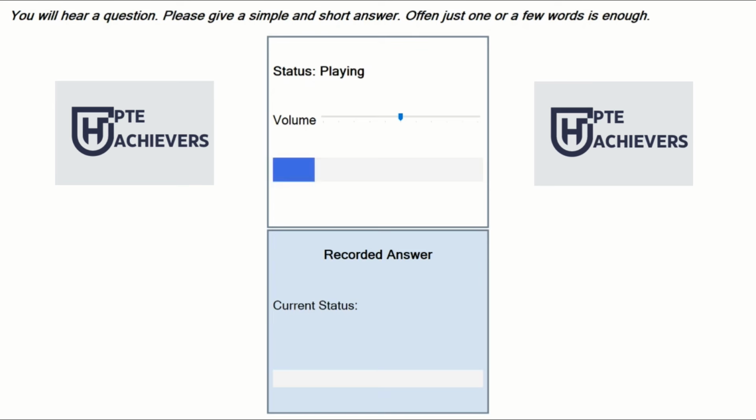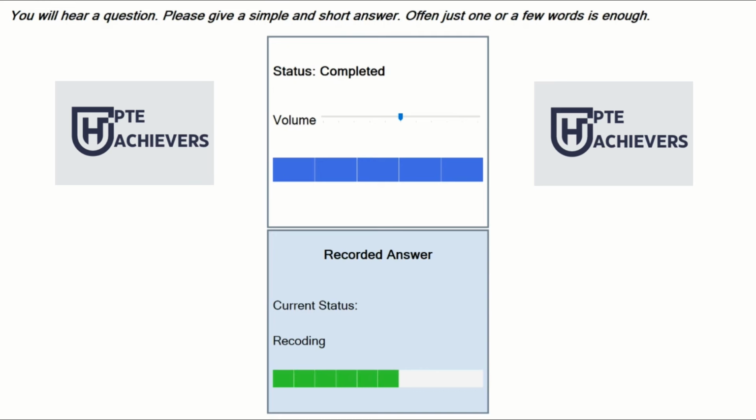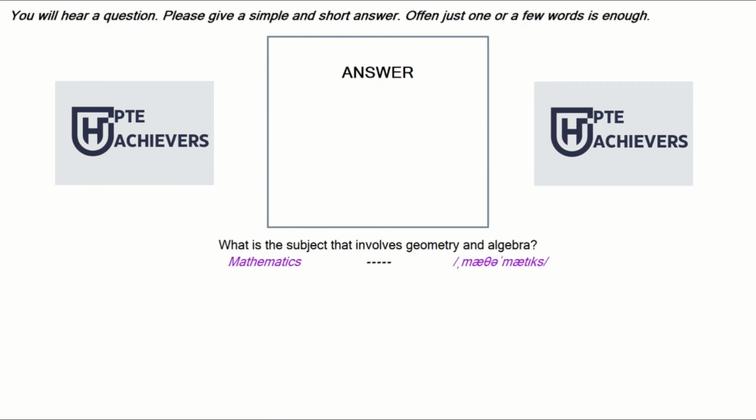What is the subject that involves geometry and algebra? Mathematics.